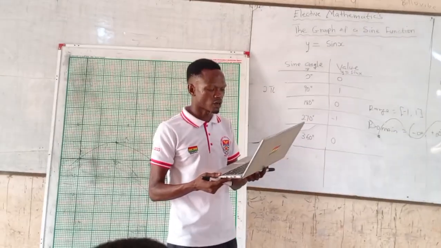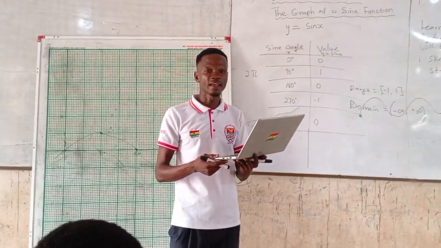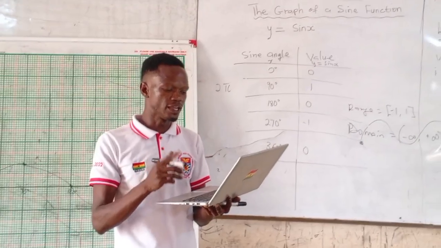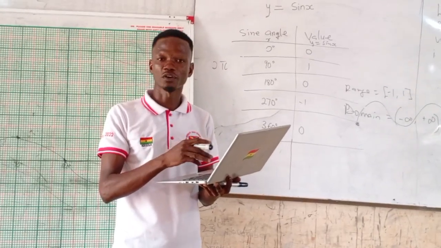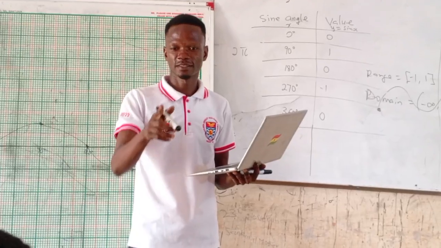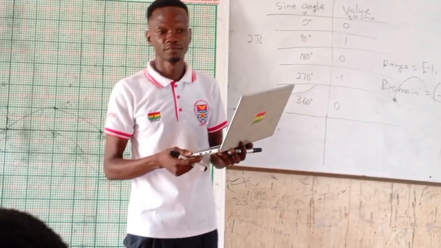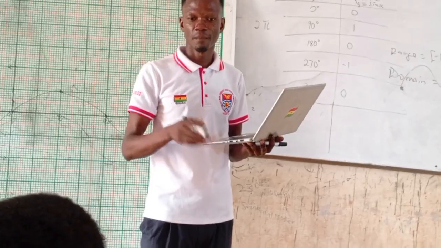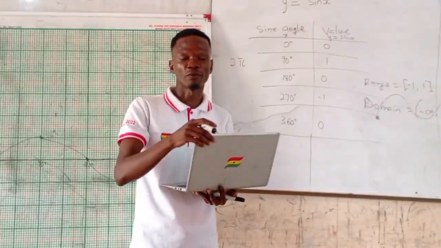Then we have another question. The graph of y equals sine x oscillates between a maximum value of and a minimum value of... Yes. 1 and -1. So which of them is the maximum, which of them is the minimum? The 1 is the maximum and the -1 is the minimum. Great, I like that.